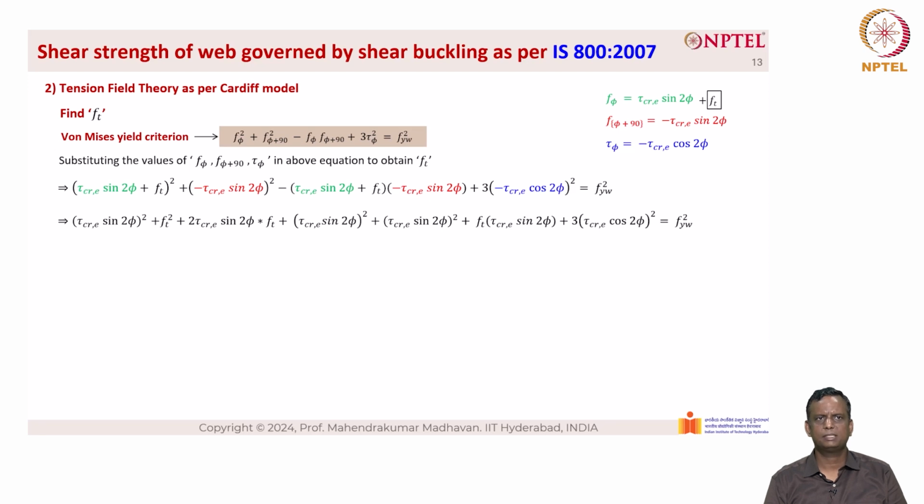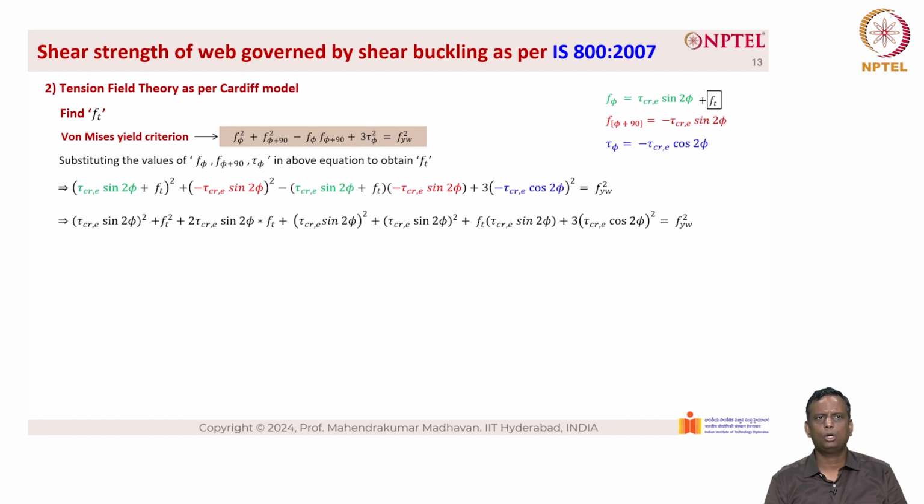Now, we can expand this equation here, (a + b)² equals a² + b² + 2ab, and similarly when we do all that, we get a big equation. Now, we can add the common terms, which is (τ_critical,E · sin 2φ)², occurring 3 times here. So, that can be 3 times (τ_critical,E · sin 2φ)².